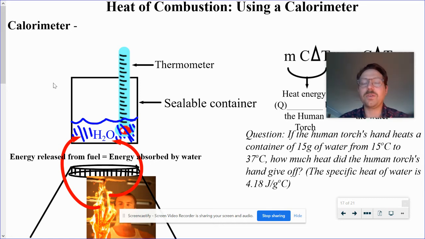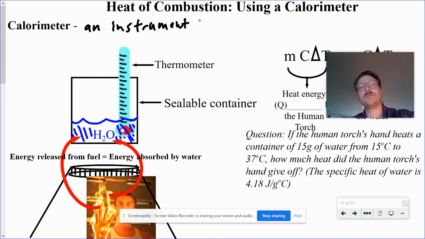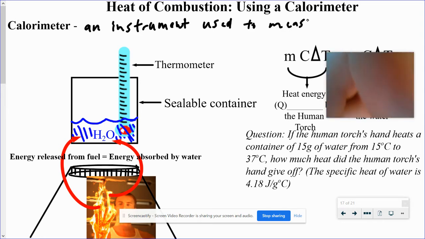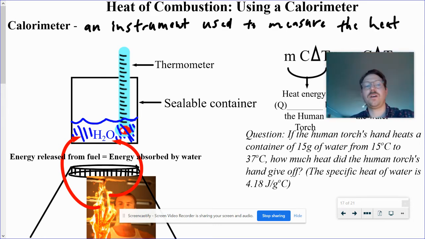Now, I want you to think about how we measure this. What is the way in which we can actually take a look at this particular calculation? One way is to show you a picture that I put together right here. And this is a very simple calorimeter. A calorimeter is an instrument used to measure the heat of reactions.